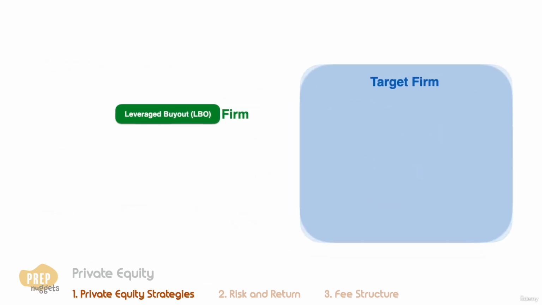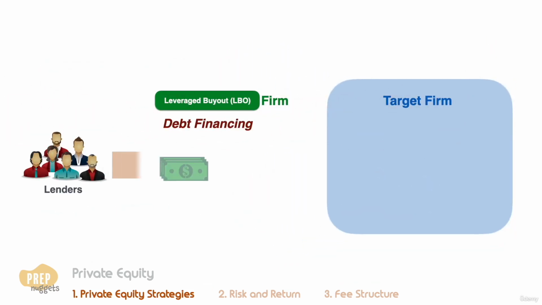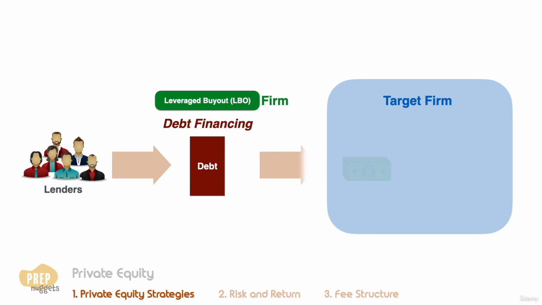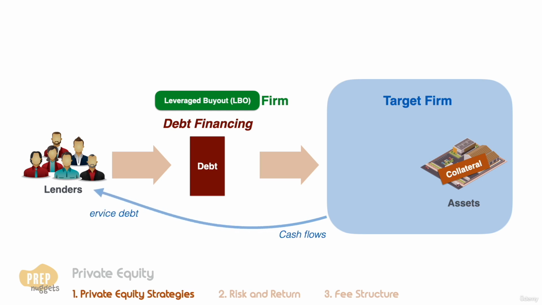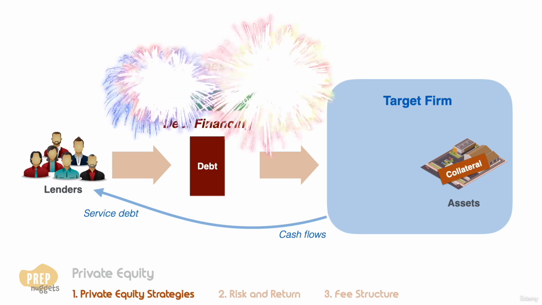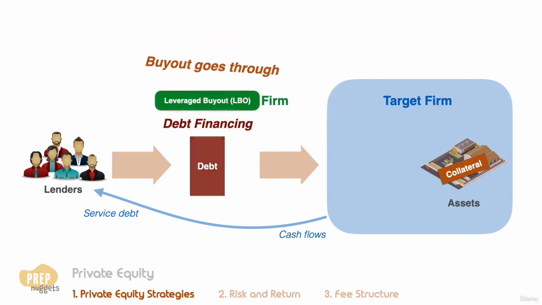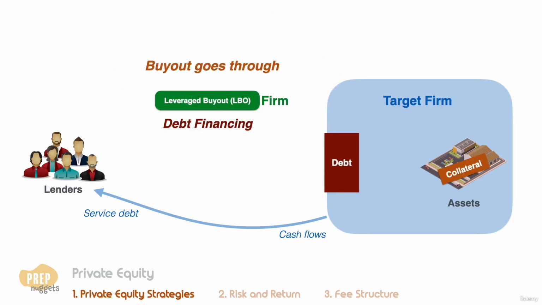The second criterion is being able to obtain debt to work out a highly leveraged purchase. If debt financing is unavailable or costly, LBOs are less likely to occur. The assets of the target company typically serve as the collateral for the debt, and the cash flows of the target company are expected to be sufficient to service the debt. If the buyout goes through, the debt becomes part of the capital structure of the target company.